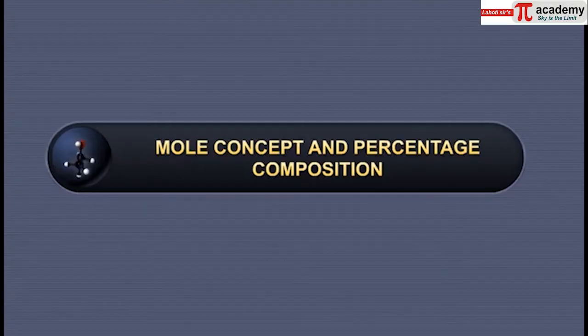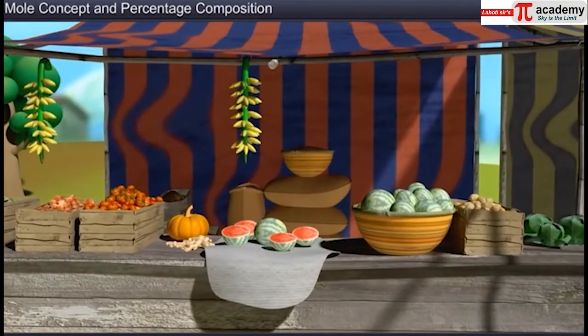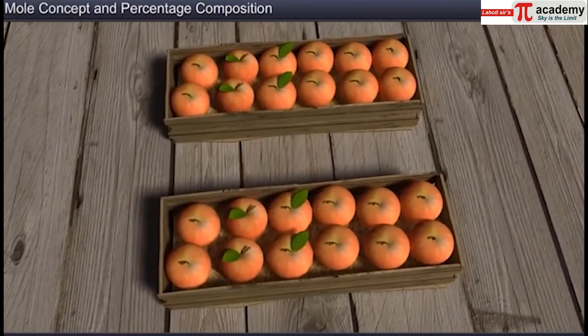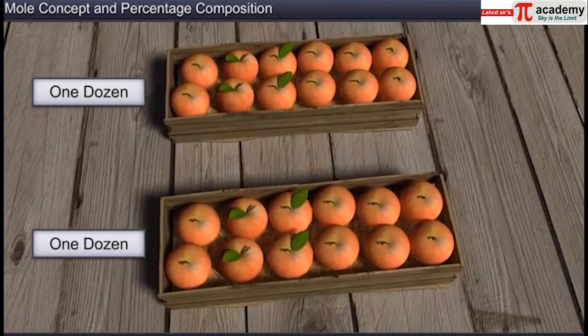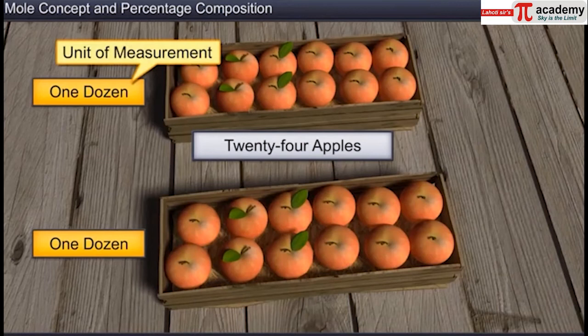In this module, you will learn about the mole concept and empirical formula. Before we begin, let's step into a store to buy some apples. Let's say we need 24 apples. When we collect them, we get them in 2 boxes, with 1 dozen or 12 apples in each box. Here, dozen is a unit of measurement that helps us simplify and state a large quantity, like 12.